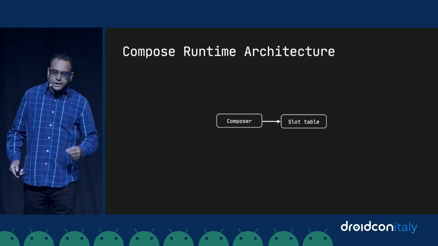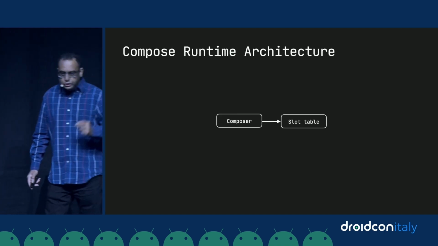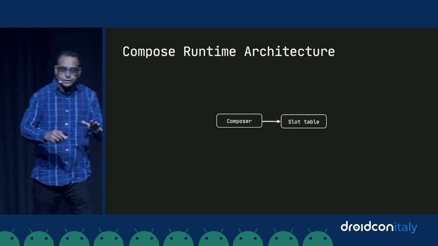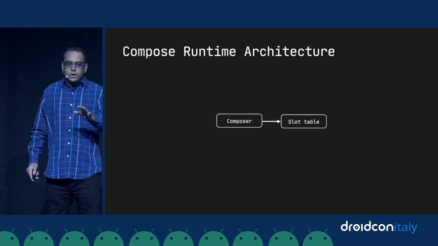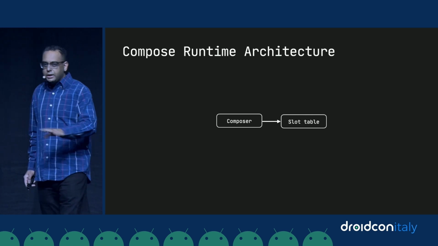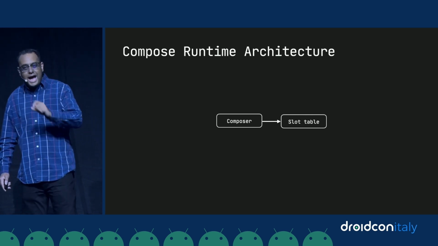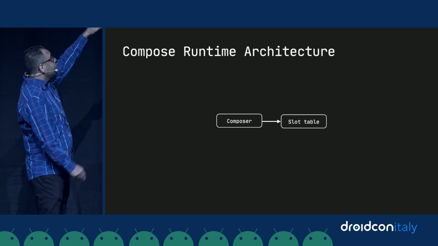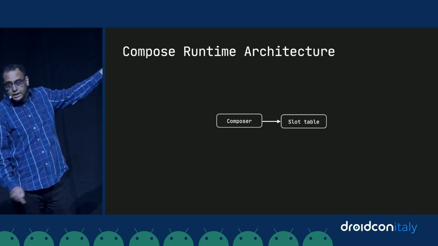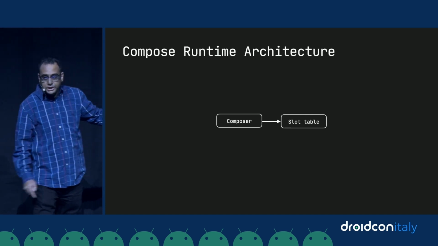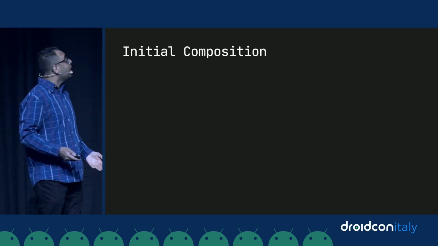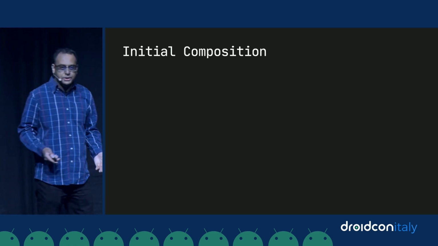So the thing that creates the slot table, when you look at generated IR code, you'll see something called a composer that gets added to all of your composable functions. What's the purpose of that composer? Why is it added to every composable function that you create? The purpose of it is to be able to construct this slot table, to record information about it. Now I'm going to show you a practical example of what happens during initial composition.